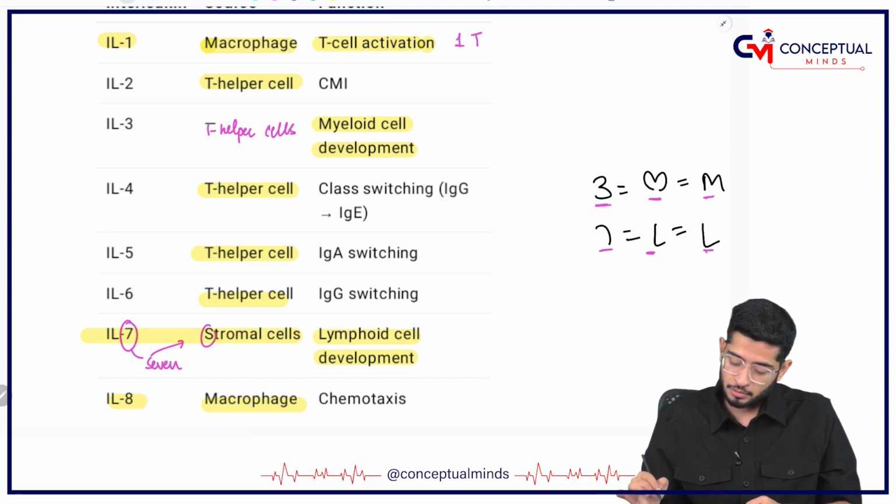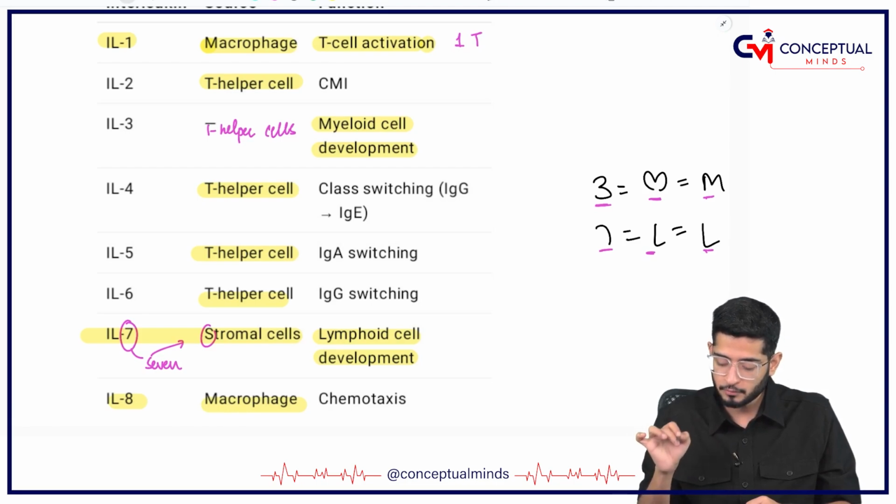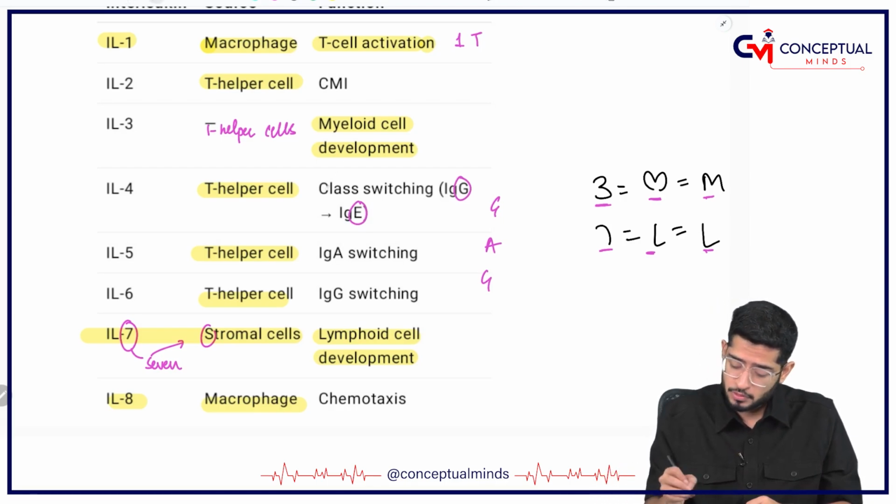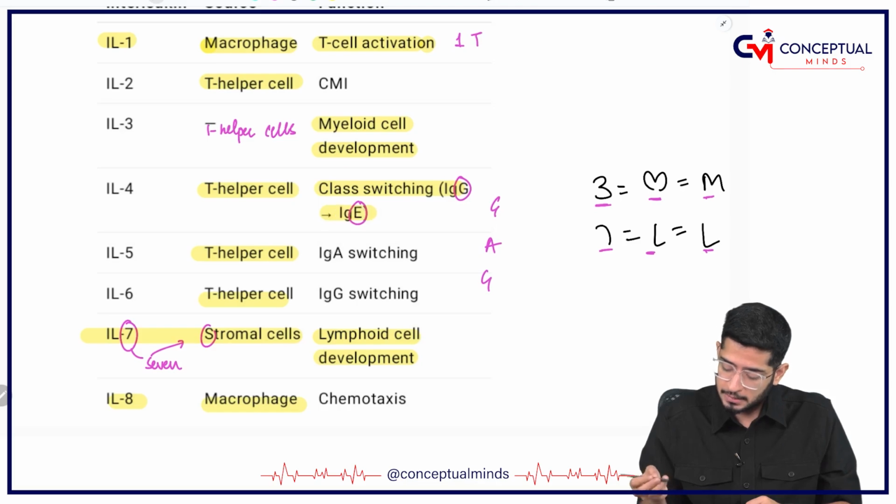Alright, coming on to the other ones, remember 4, 5, 6, very important. You have a reflex which is called the gag reflex, right? So the first G means IgG is going to get converted into what? Into IgE. That's why 4 is responsible for class switching. The other one, 5, is IgA switching, and 6 is IgG switching. Easy to remember.